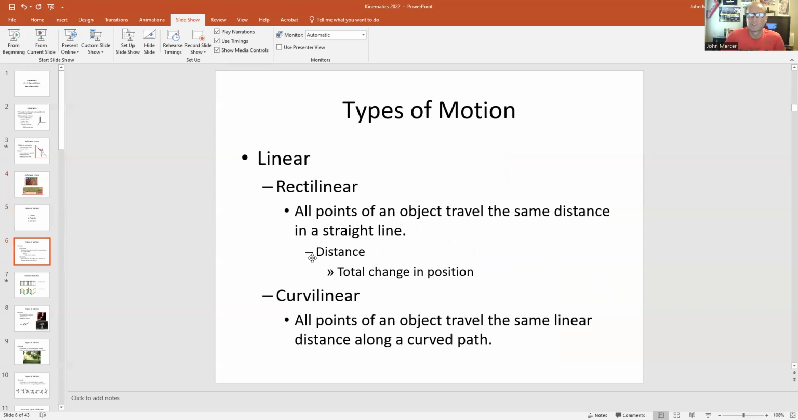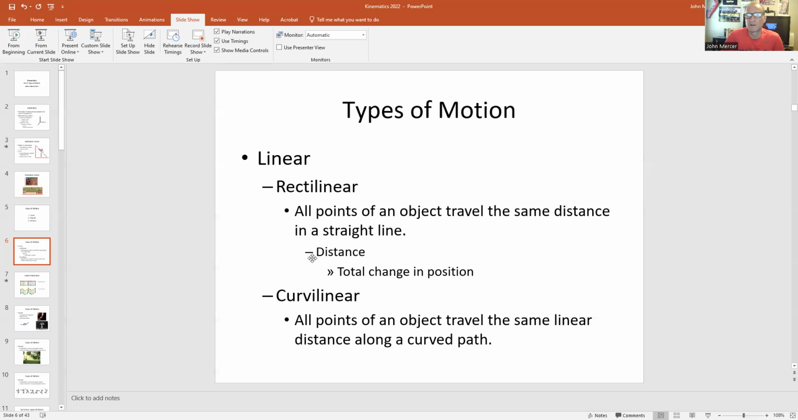When we're dealing with linear motion, we have two types of linear motion: rectilinear and curvilinear. Rectilinear is when all points of an object travel the same distance in a straight line. Distance, we need to now define as total change in position. So whatever the distance is, it's the total change in position. If we track an object from point A to point B, whatever path that object took is the total distance.